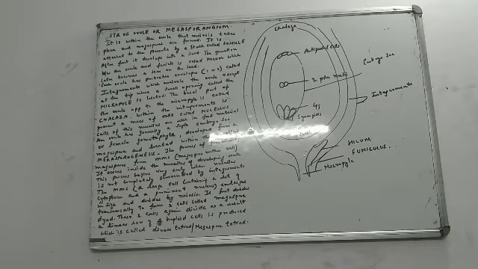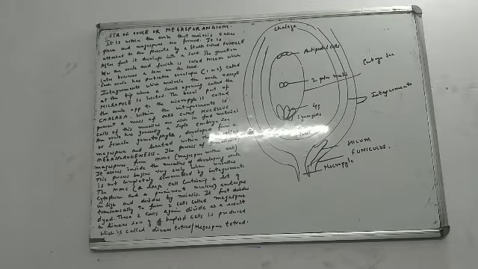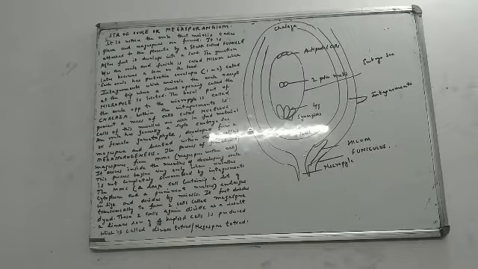Please remember this word: F-U-N-I-C-L-E, funicle, or funiculus in the singular. It is attached to the placenta by a stalk-like structure, S-T-A-L-K. You've done this word earlier. It's attached to the placenta by a stalk-like structure which is called the funicle. Is it okay for everybody? F-U-N-I-C-L-E.